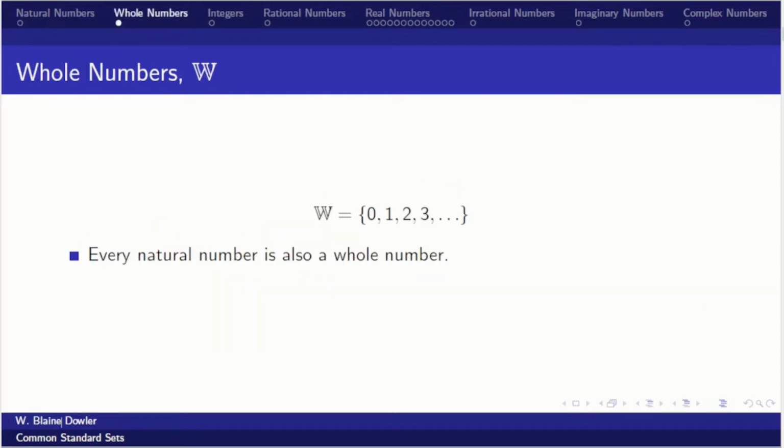The whole numbers are the next largest set. Every natural number is also a whole number, and the whole numbers also include 0. That's the complete definition. So the whole numbers are 0, 1, 2, 3, and so forth.